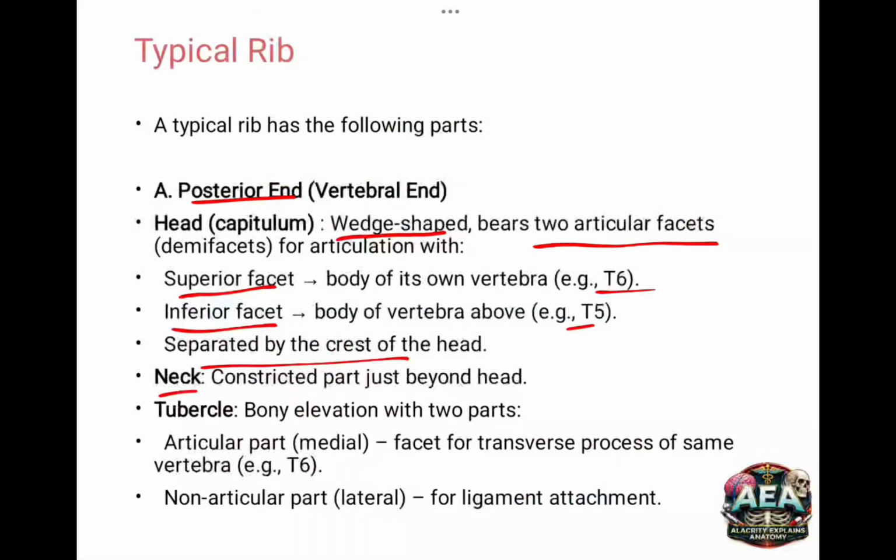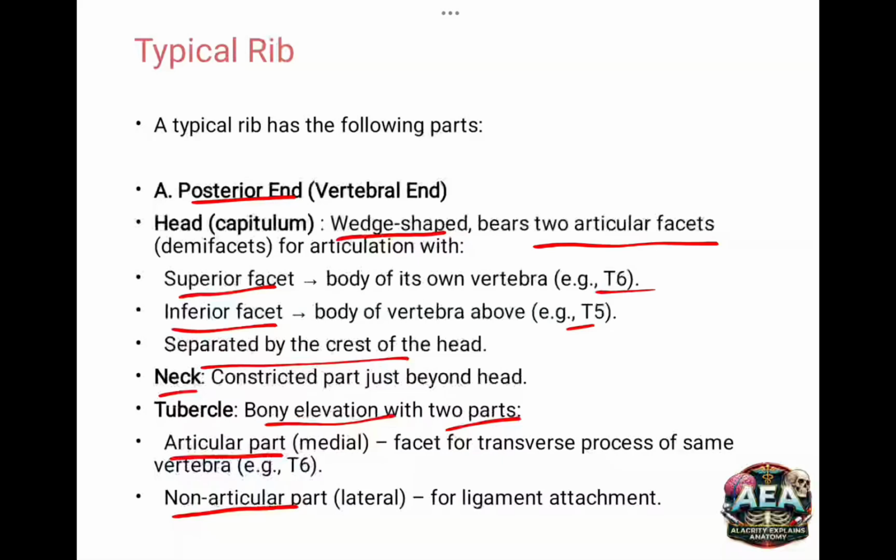We also have a tubercle, which is a bony elevation with two parts. It has an articular part and a non-articular part. Now this articular part is smooth. Please take note of that. The articular part of the tubercle is smooth, while the non-articular part is rough.